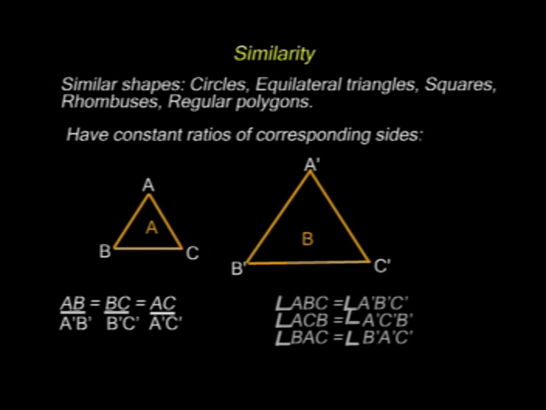Equally, angle ABC is equal to angle A prime B prime C prime. Angle ACB is equal to angle A prime C prime B prime, and angle BAC is equal to angle B prime A prime C prime. Now notice that the angles are equal but are not in ratios. We shall not dwell so much on similarity. We will move to the all-important area, that is enlargement.